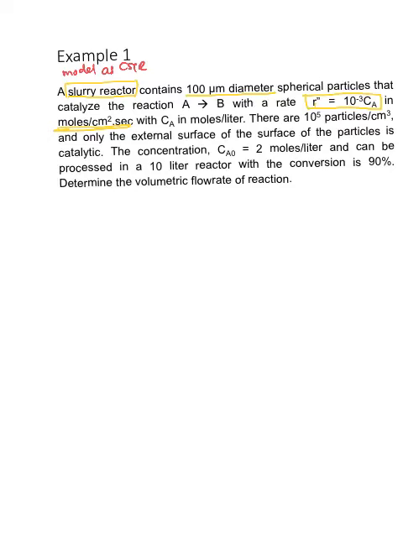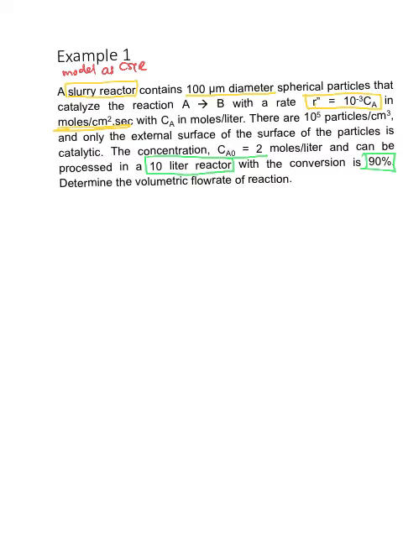The initial concentration, Ca0, in moles per liter, is equal to 2 and can be processed in a 10 liter reactor. So the total volume of reactor is 10 liter, with the conversion at 90%. Determine the volumetric flow rate of reaction. So the question asks you to calculate the volumetric flow rate.